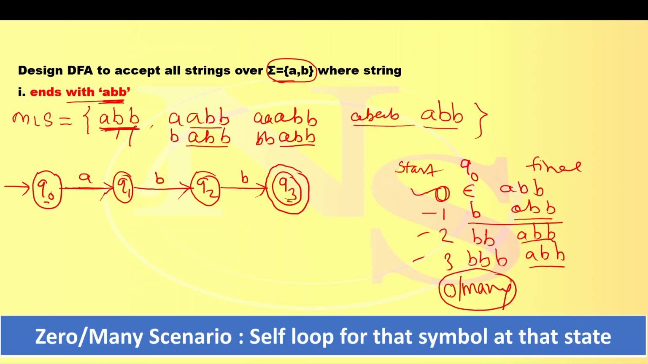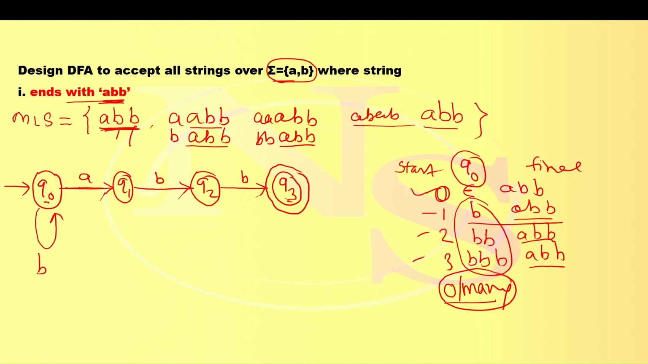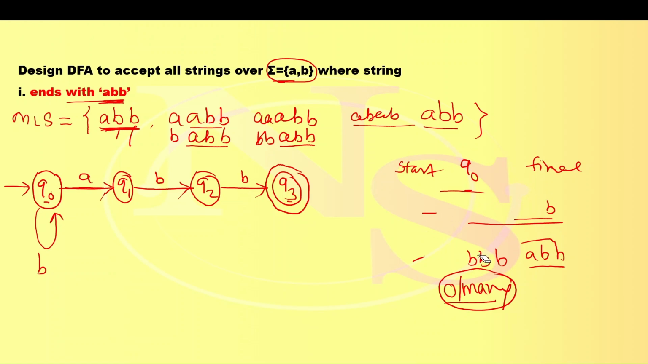And as we know, whenever there is a scenario of 0 or many, there will be a self loop. At which state? State is Q0. For which symbol? Symbol is B. Hence Q0 is deterministic. Similarly, we can make Q1 deterministic. How to make it? We can follow a similar kind of approach.